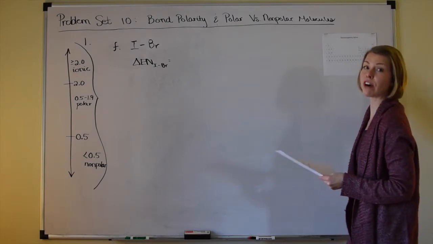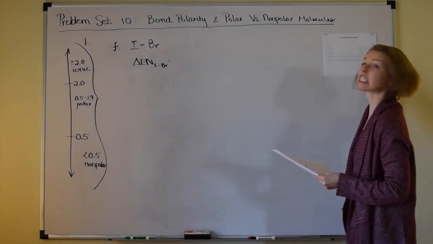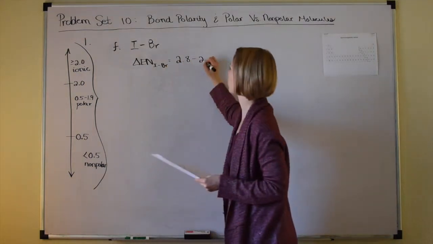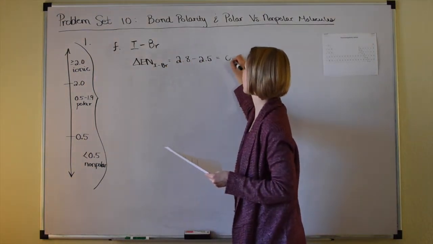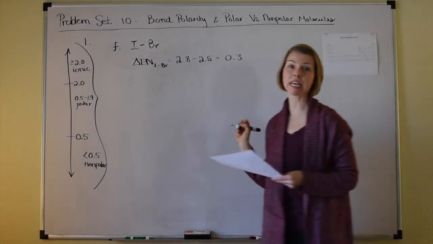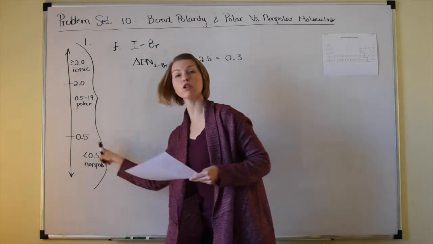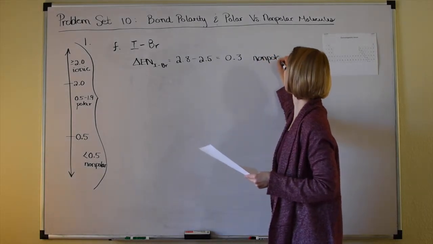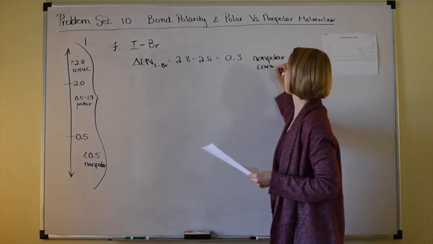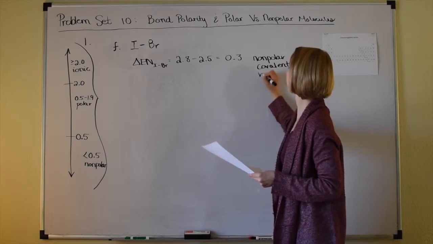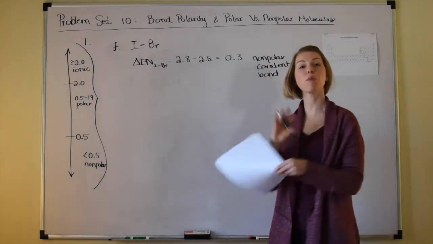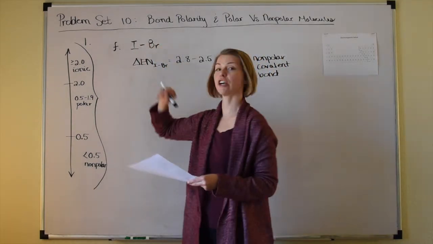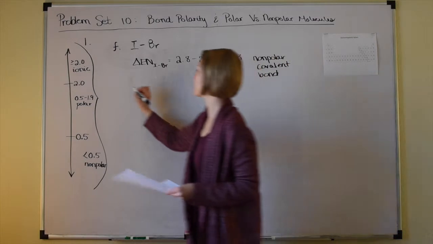Iodine is 2.5. Bromine is 2.8. So we've got 2.8 minus 2.5. We've got a change in electronegativity of only 0.3. That is in the nonpolar covalent range. So it's a nonpolar covalent bond. So no partial positive and partial negative charge buildup. The electrons are being shared evenly between those two atoms.